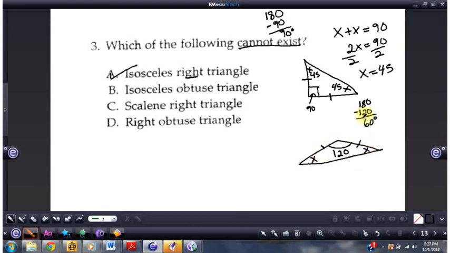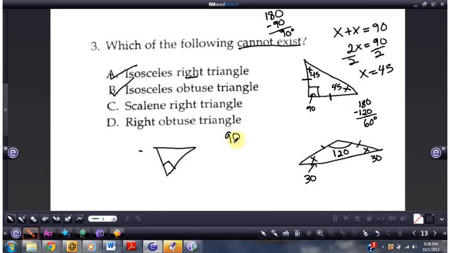Scalene right triangle. Scalene means that none of the sides are equal, which means none of the angles are equal. So, random triangle. It is a right triangle, so I know 90 degrees is taken out. So what I need to do is figure out the other 90. As long as I can split this into two numbers that equal 90 and aren't equal to each other, this absolutely can exist. That brings me to D.